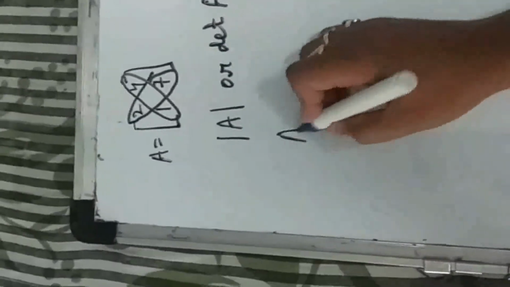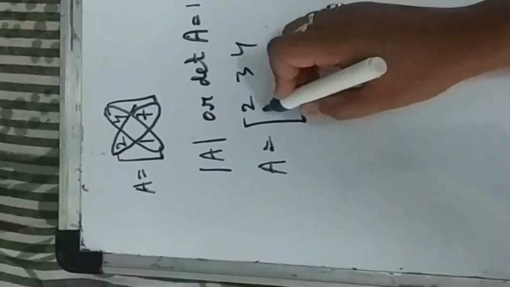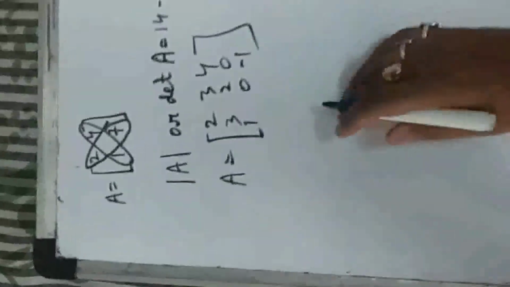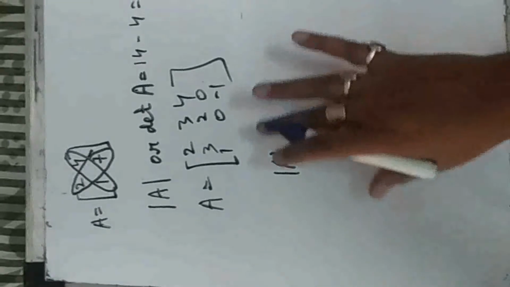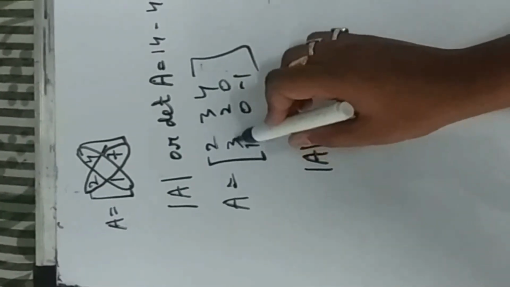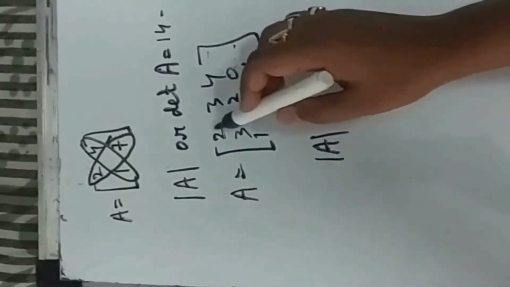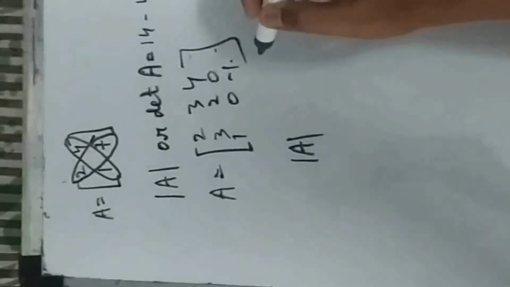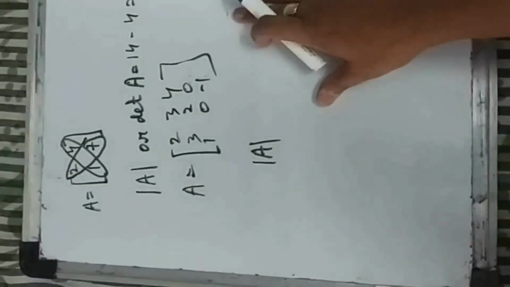Now for 3 into 3, again you can remember, suppose it is a 3 into 3 matrix. If you want to calculate the determinant of this matrix, you have three options: either expand by first row, or expand by second row, or expand by third row, or expand by first column, second column, or third column. So 3 options for rows, 3 options for columns.